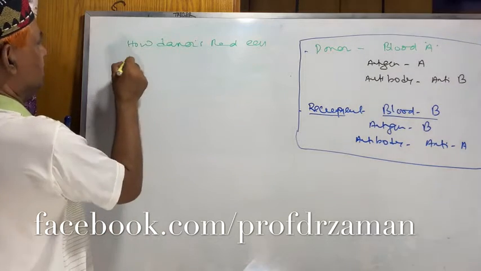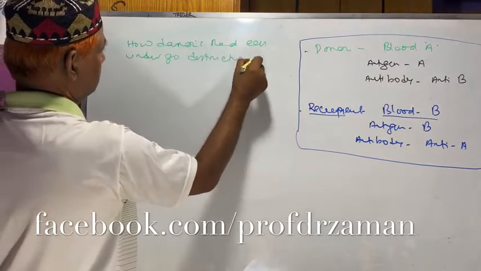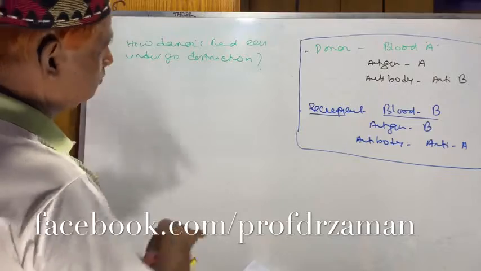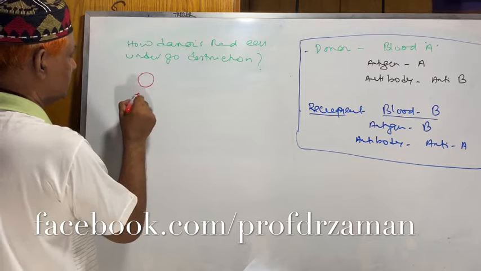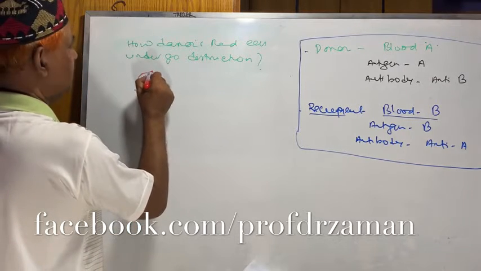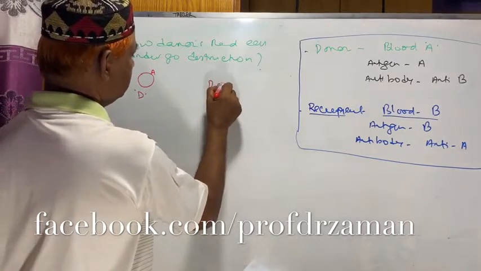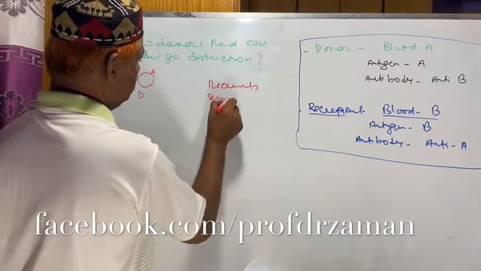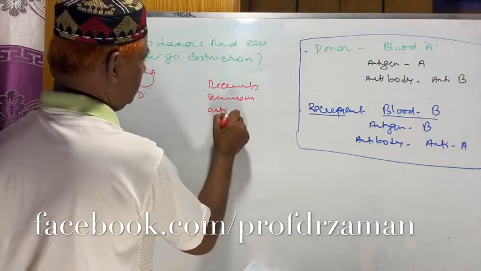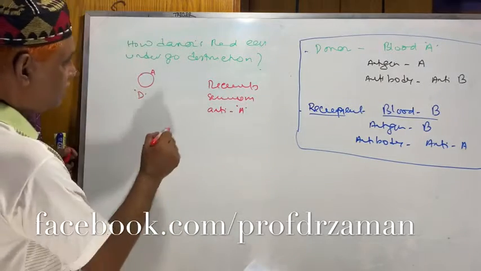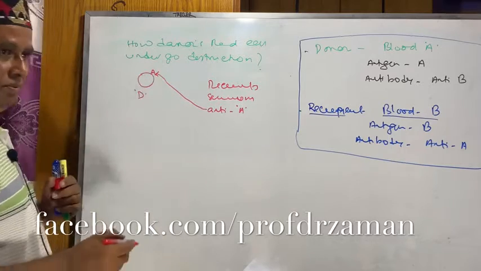How does the donor's red cell undergo destruction? Suppose this is the donor's red cell containing antigen A, and this is the recipient's serum containing anti-A antibody. This antibody of the recipient will bind with this antigen.